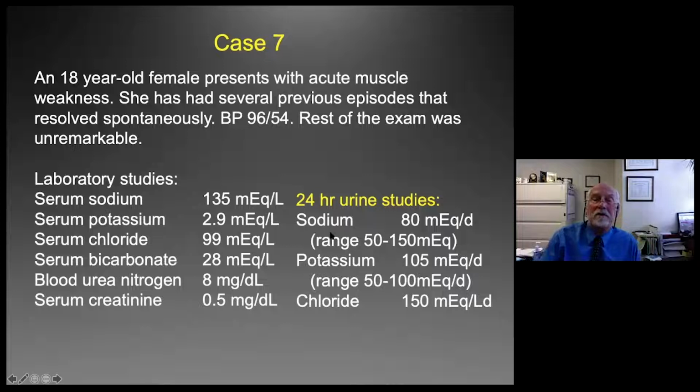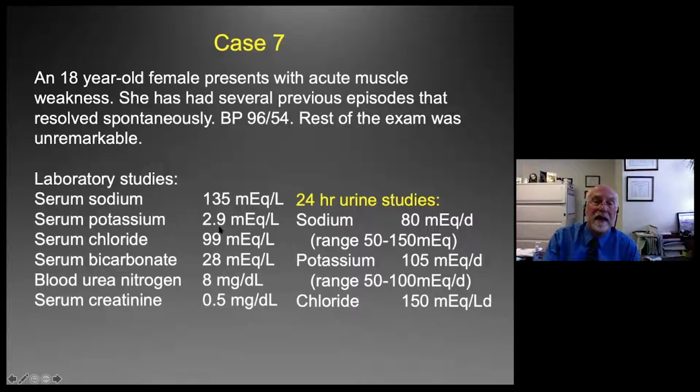So we get some 24-hour urine studies on her, and here I give you the ranges just because it's fair to provide that. Remember that a 24-hour urine is going to reflect what people take in. So there really is no normal for urine sodium excretion or otherwise, because if I eat a lot of salt, I'm going to put out a lot of salt, and vice versa. But normally the range is 50 to 150 milliequivalents, and her sodium was 80.